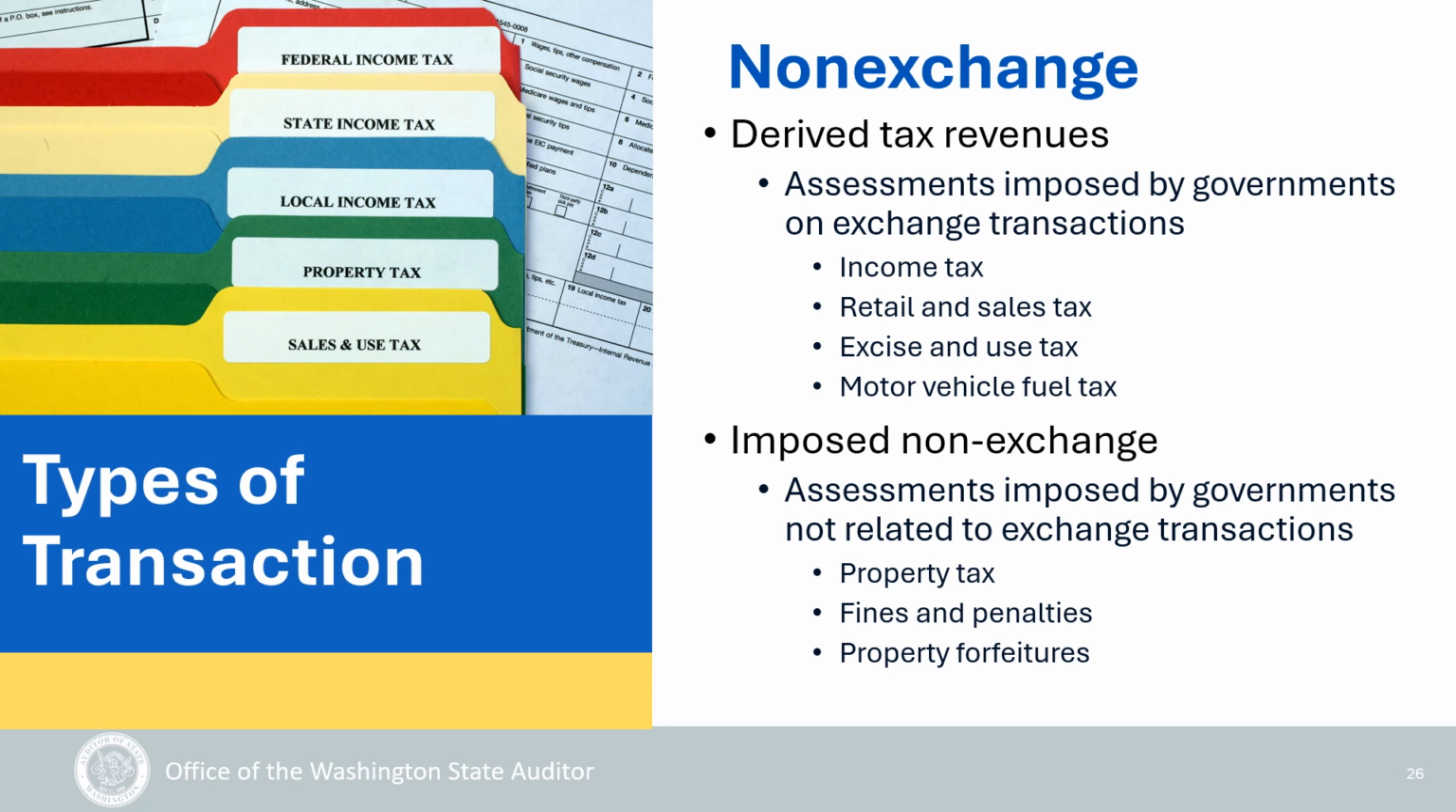For example, with sales tax, a customer purchases an item from a business. That's an exchange transaction. Then the sales tax is based on that transaction, meaning that when the exchange transaction happens, the government is now owed sales tax money. The sales tax is derived or based on that exchange transaction.